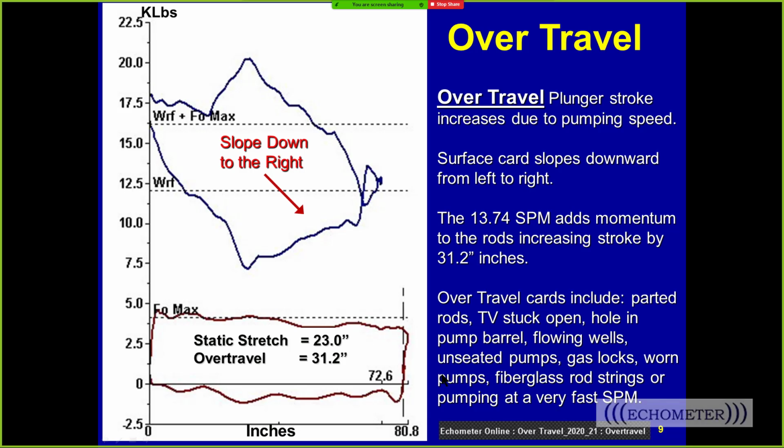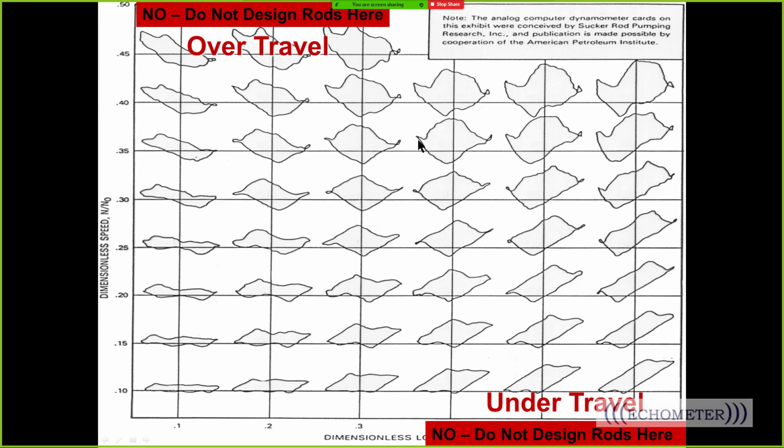A worn pump, which means very little stretch. A fiberglass rod string, which has a lot of elasticity, or just pump speed. In this case, this well is pumping very fast, and that's causing the over travel pump stroke. And this is the example. Pretty much on each slide I show, I'll put the example file on the slide.